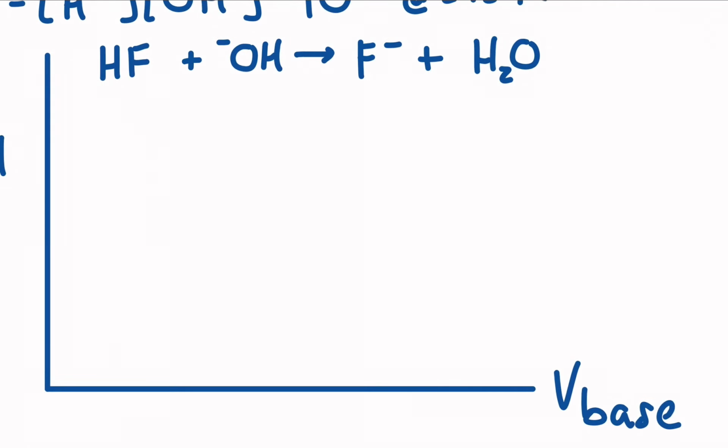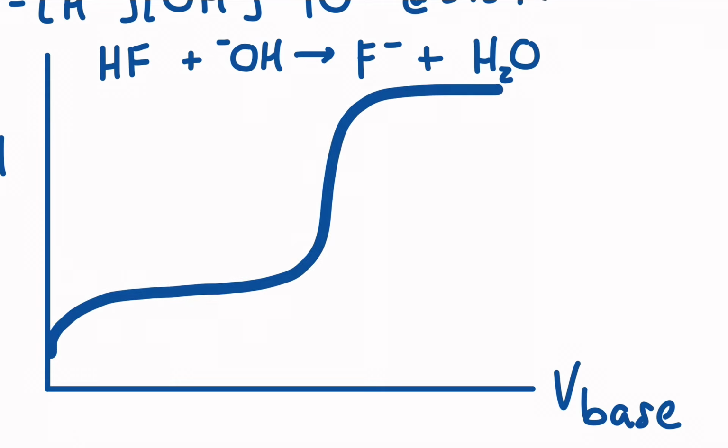Okay, so what happens when we start with some amount of HF and we slowly add OH minus? Well, the curve in the end will look like this. I'm just going to draw what the overall curve looks like, and we're going to pinpoint what it looks like at the beginning, what it looks like along the way, what it looks like at this point of inflection, and then what it looks like at the end.